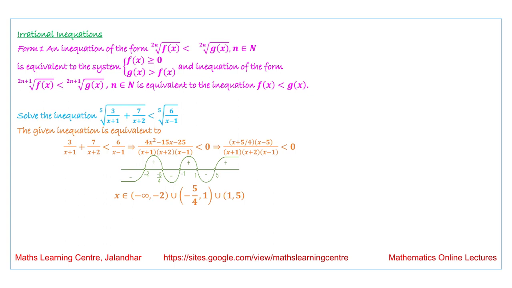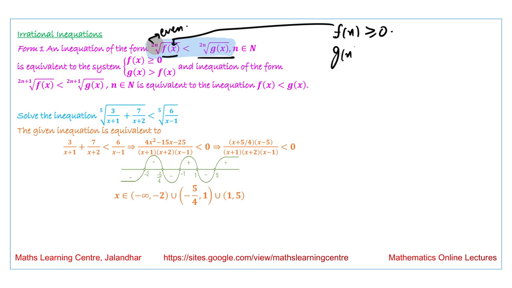Now next we have irrational inequations. The first form we have over here: if the inequation is of the form where the root we are talking about has the power 1 by 2n, so the root is even, f(x) is less than the even root of g(x), then this system is equivalent to f(x) is greater than or equal to 0, because this term is in the root, and g(x) is greater than f(x).